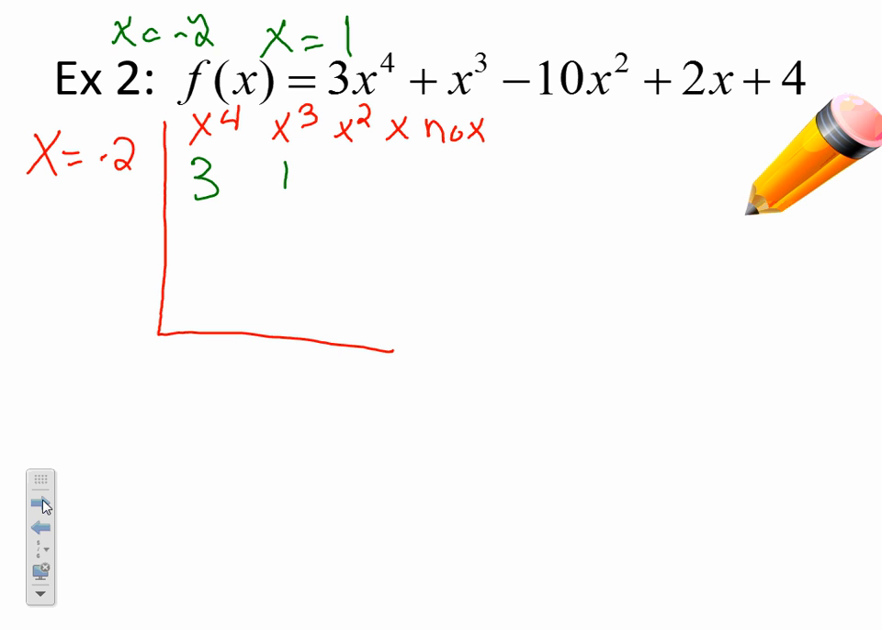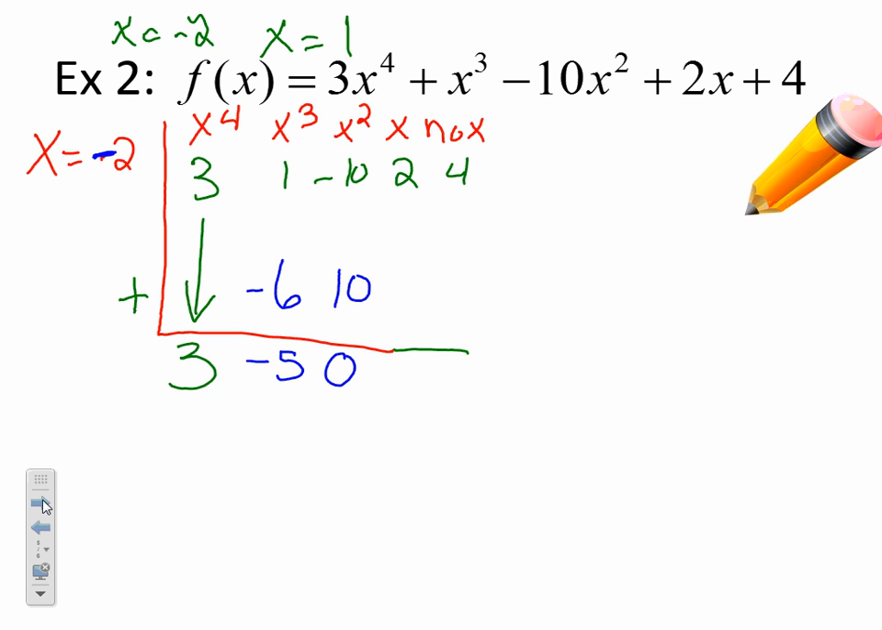3, 1, negative 10, 2, 4. Drop that first one, add. Now we're going to do our synthetic division. So negative 2 times 3 is negative 6. Here we'll get negative 5. Negative 5 times negative 2 is 10. So here I get 0.